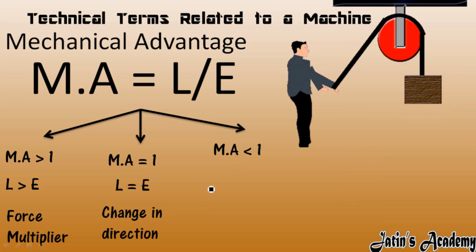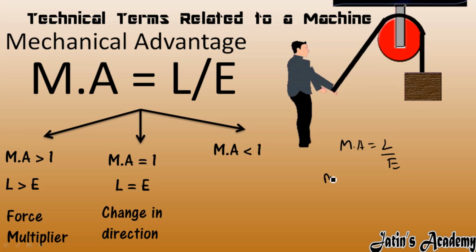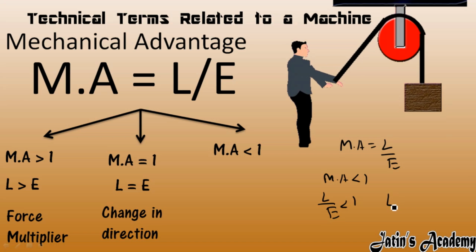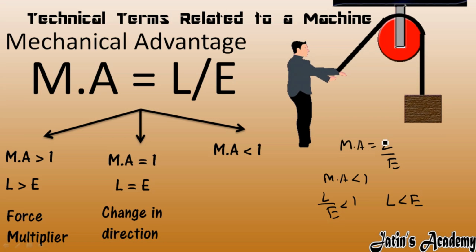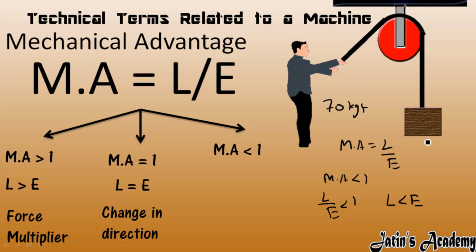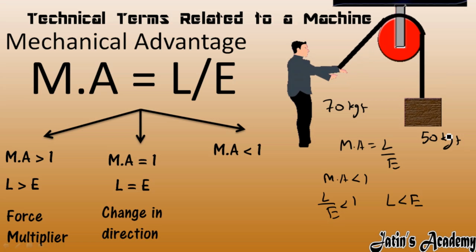Next we have when mechanical advantage is less than 1. Mechanical advantage is load upon effort. Mechanical advantage less than 1 means load upon effort is less than 1, which means effort is more than load. It means that it is a kind of machine where you are applying more force and you are getting less force. When you are applying more force and you are able to lift a block of less force, then what is the use of that machine?